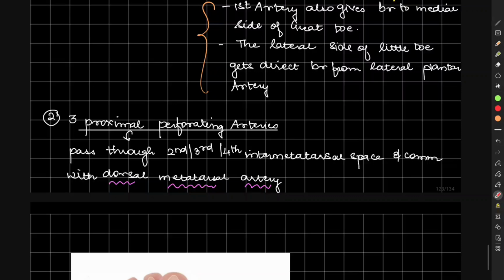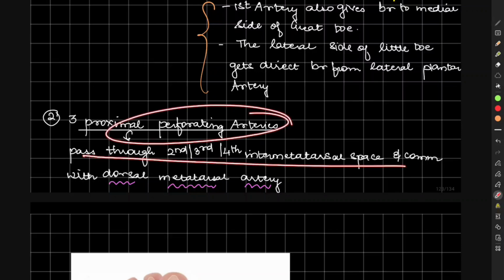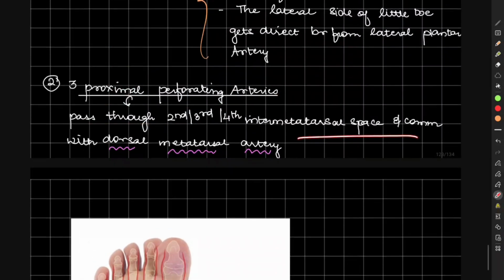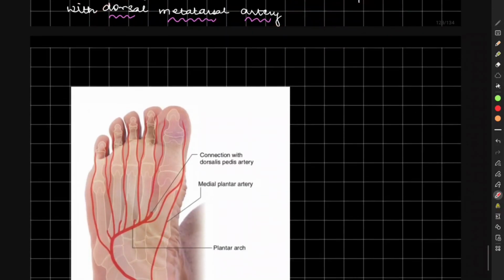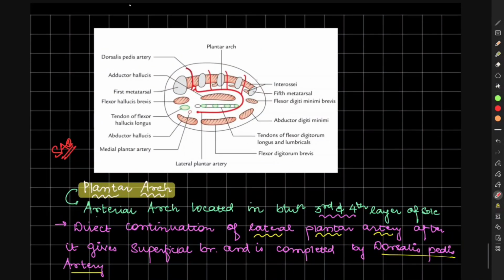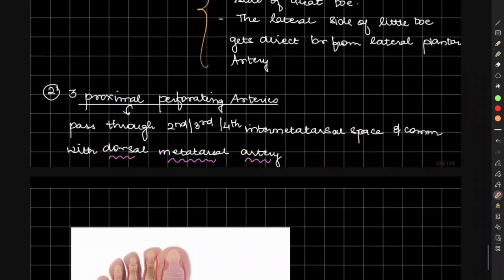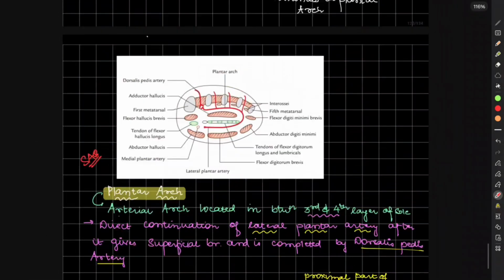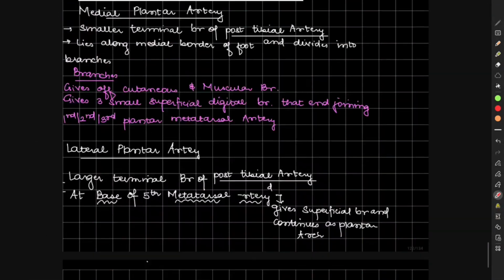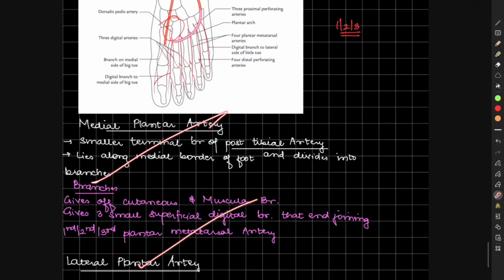And three proximal perforating arteries pass through the second, third, and the fourth intermetatarsal space and connect with the dorsal metatarsal arteries. So this is entirely about our plantar arch and the medial and the lateral plantar artery.